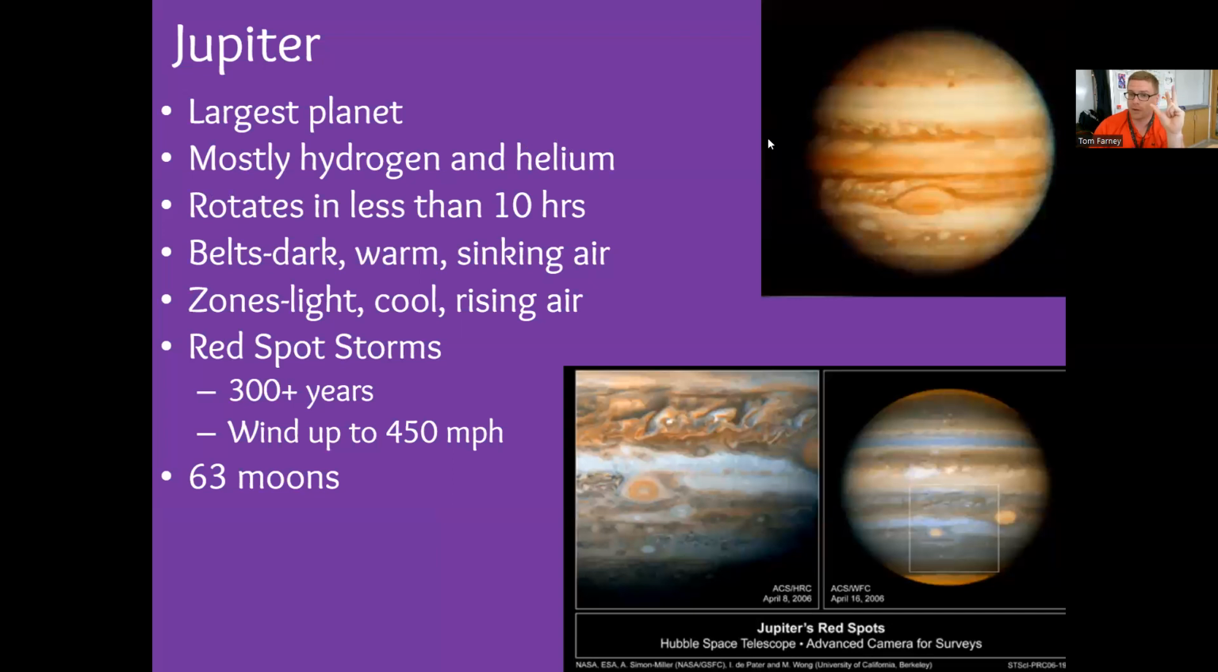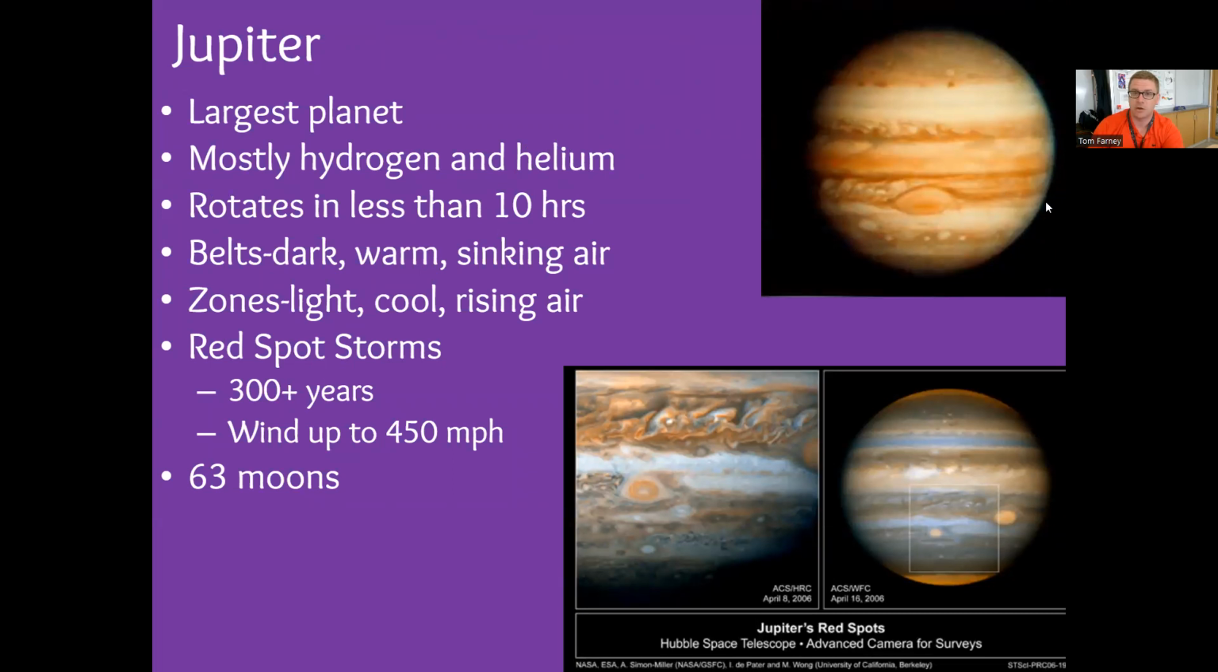It rotates very, very quickly for how large it is, 10 hours in rotation. It has some very extreme convection that goes on there. We have belts of dark, warm, sinking air. So kind of the darker colors here on the planet, like the darker oranges, that's sinking air. The light color is rising air. And because of the extreme rotation in these extreme large areas of high and low density air, we get extreme storms on Jupiter, like our giant red spot storms.